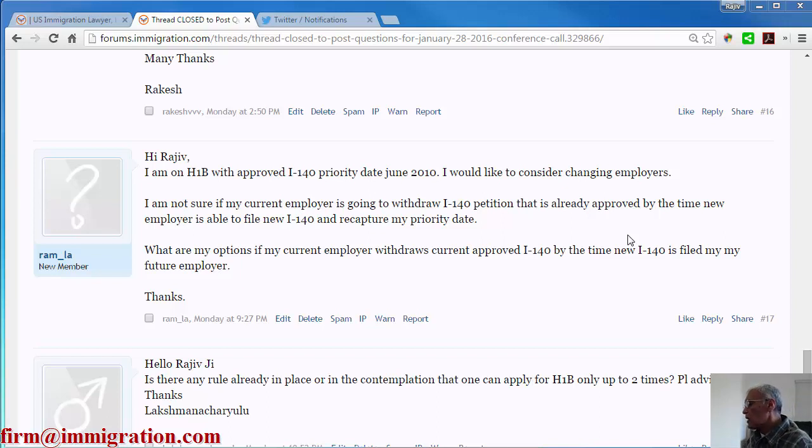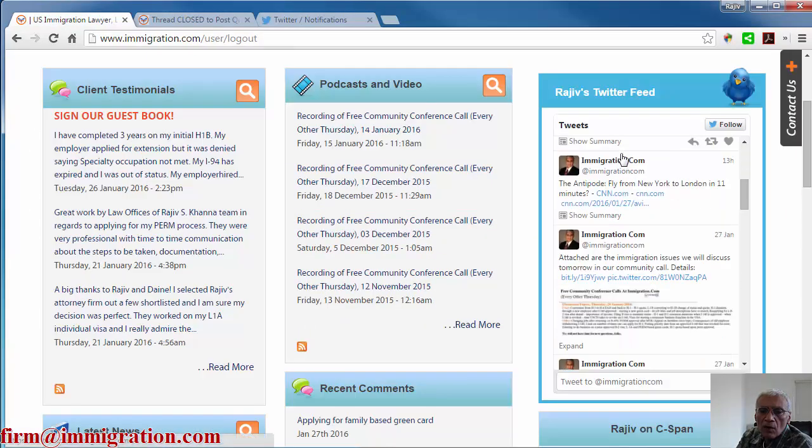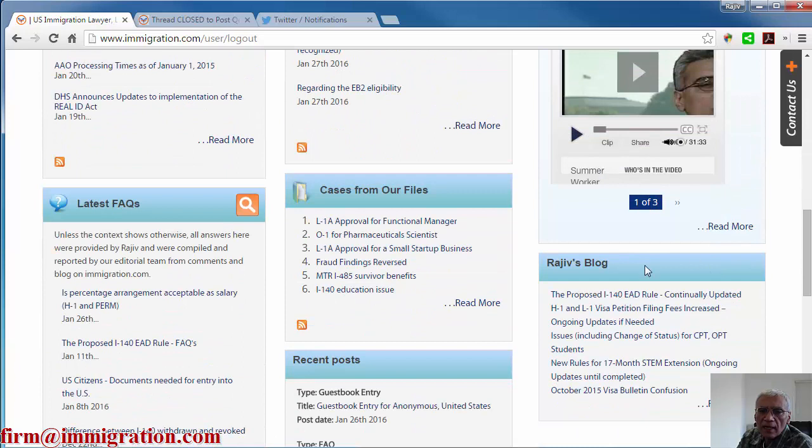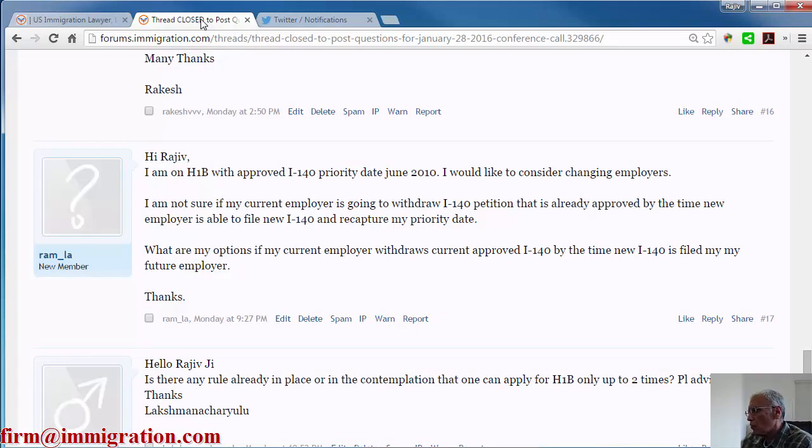USCIS, under the current way of thinking, and I have an entry on this on my blog. Once again, I've showed you where my blog is. You go to immigration.com, scroll down, and on the right-hand side, there is my blog. You go in there, you can read up on it. I've said that USCIS has flip-flopped on this issue. What happens if the employer revokes the I-140? They used to think you keep your priority date. Let me start with the current thinking. Current thinking is you keep your priority date, even if the old employer revokes the I-140. But there is nothing written on this. This is only a comment they made in one of the meetings they had with immigration lawyers. Okay?